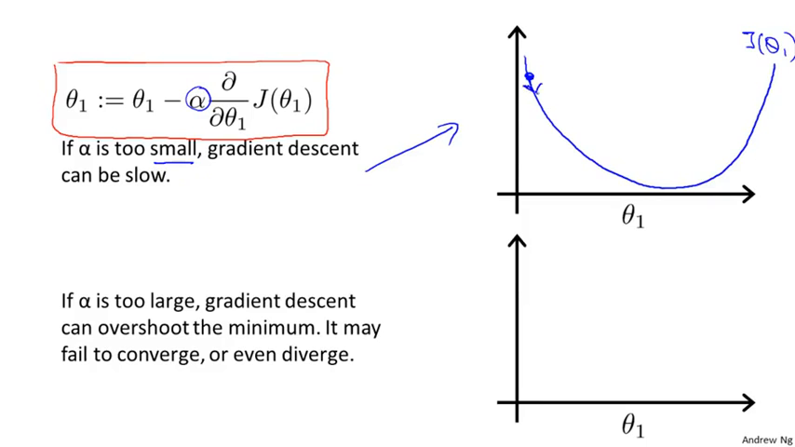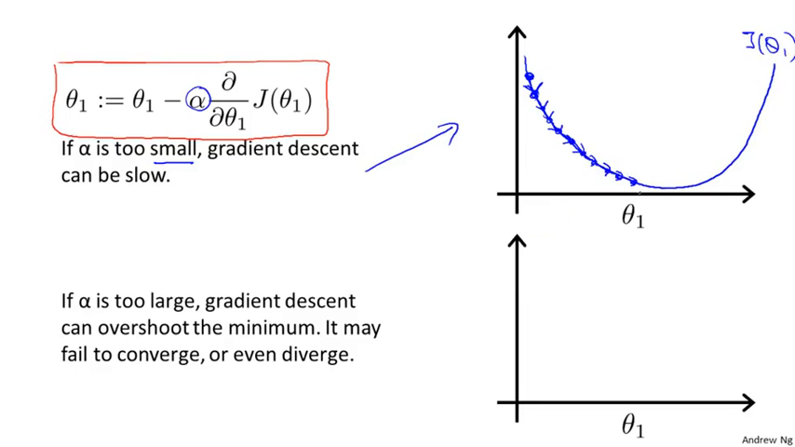Then from this new point, I'm going to take another step, but if alpha is too small, I'm going to take another little baby step. And so if my learning rate is too small, I'm going to end up taking these tiny, tiny baby steps to try to get to the minimum, and I'm going to need a lot of steps to get to the minimum.